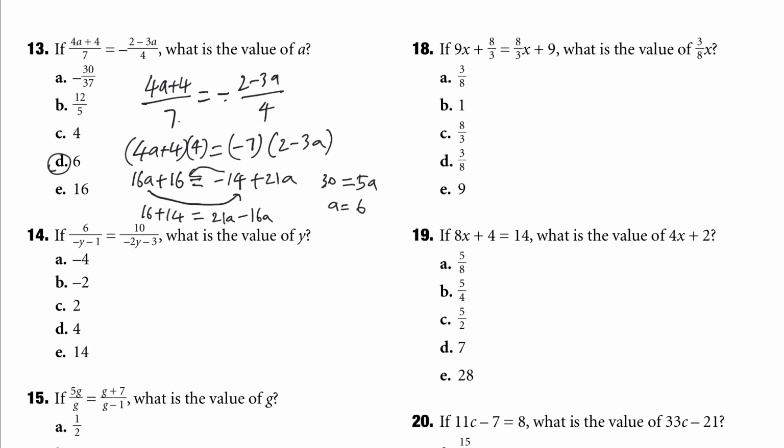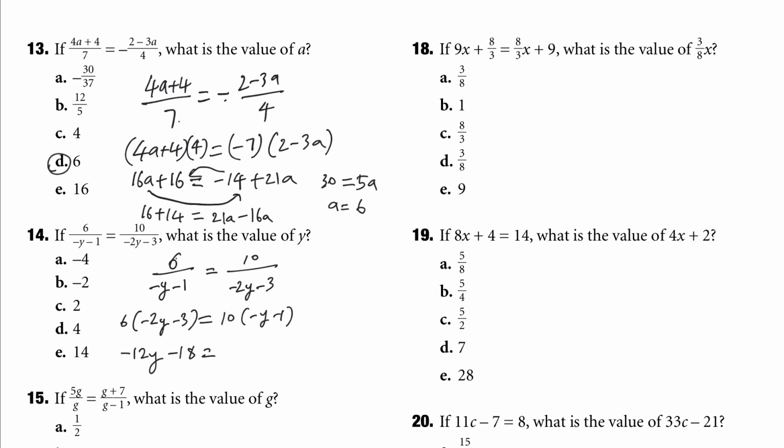Okay, so question 14. 6 over negative y minus 1 is equal to 10 over negative 2y minus 3. Again, cross multiplication. 6 times negative 2y minus 3, equals 10 times negative y minus 1. I'm going to expand the brackets. 6 times negative 2y is negative 12y. 6 times negative 3 is negative 18. 10 times negative y is negative 10y. 10 times negative 1 is negative 10.